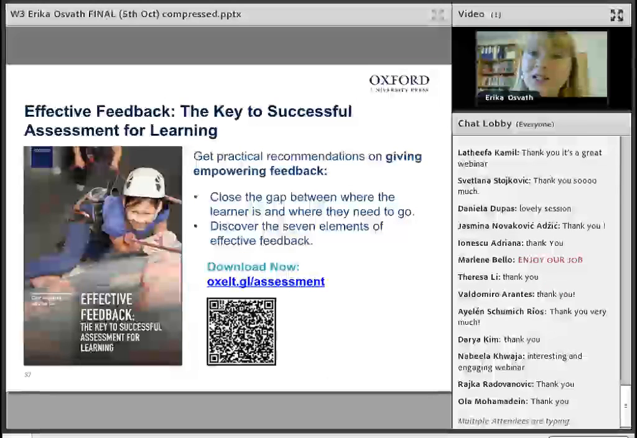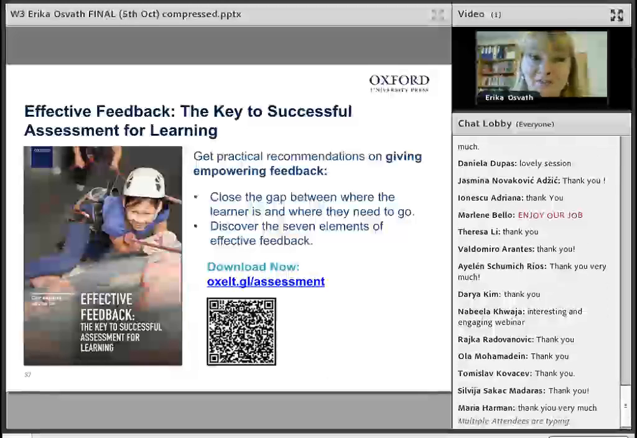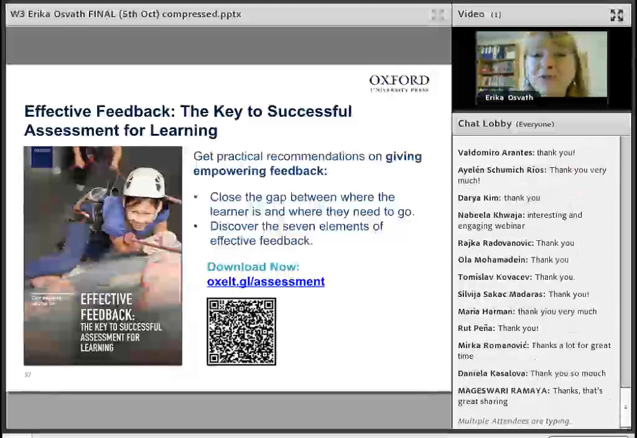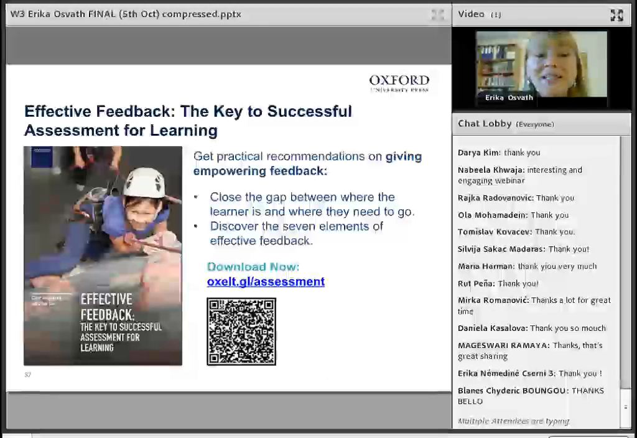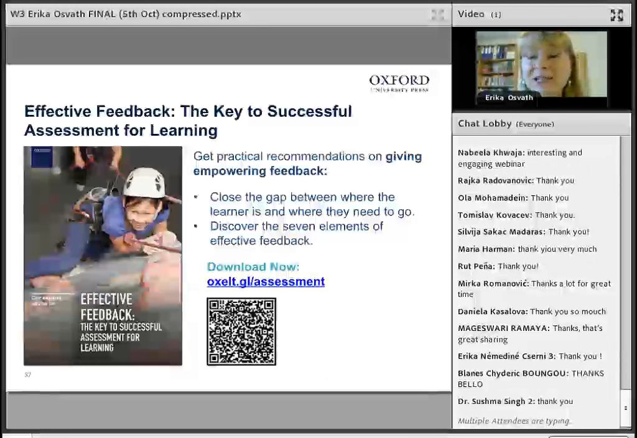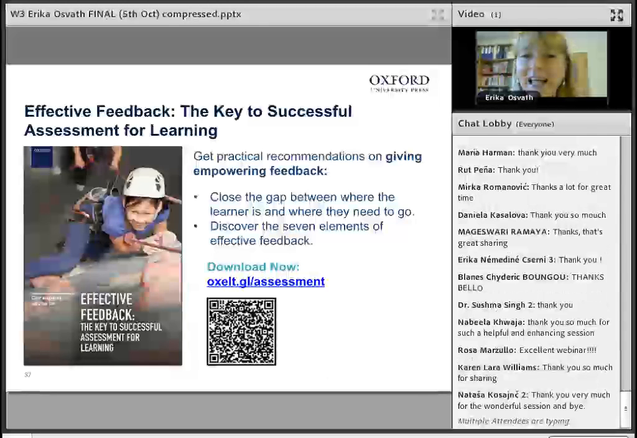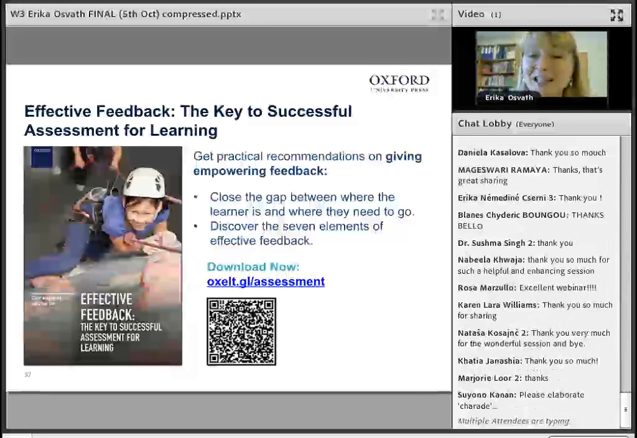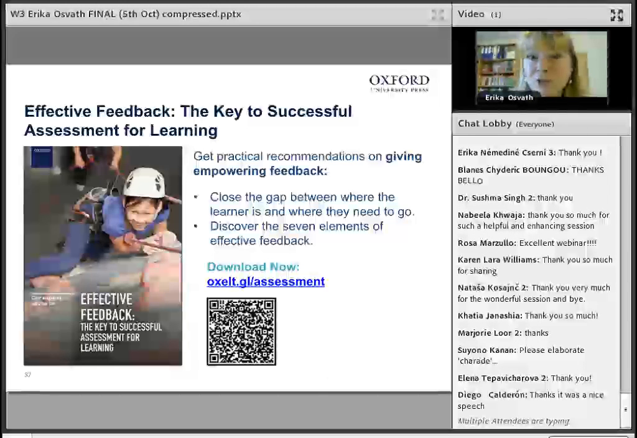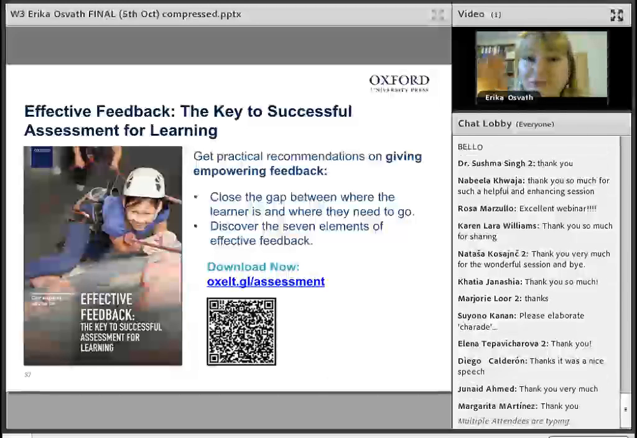Finally, if you would like to find out more about effective feedback and assessment for learning, please take a look at, you can download this position paper, and it has lots and lots of great ideas and activities in terms of assessment for learning and great tips for you to use in your classroom from tomorrow.